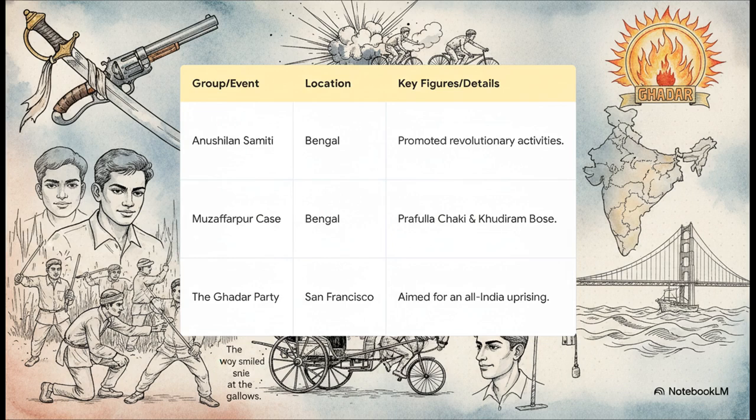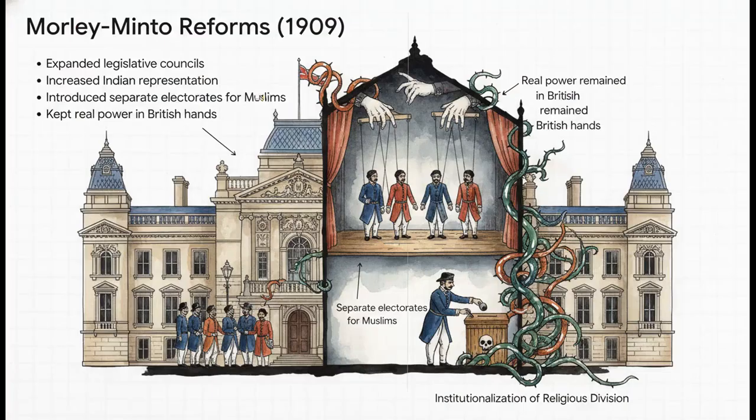And this revolutionary spirit wasn't just in India. All the way over in San Francisco, the Ghadar Party formed with the goal of starting a massive armed rebellion back home. So how did the British react to all this? Well, they used a classic carrot-and-stick approach.